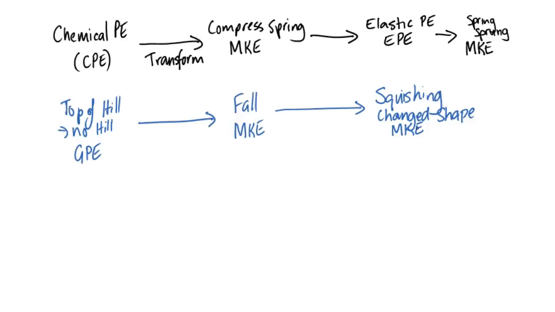So let's see what types of energy transfers we've got here now, or transformations. We've got gravitational potential energy going to motion kinetic energy. Now, this is one type of energy to a different type of energy. That is a transformation. However, here we've got motion kinetic energy going to another type of motion kinetic energy, falling, squishing. Same type of energy, just used in a different way. We call this energy transfer because it's the same type of energy.